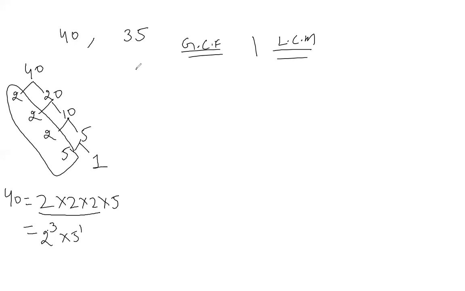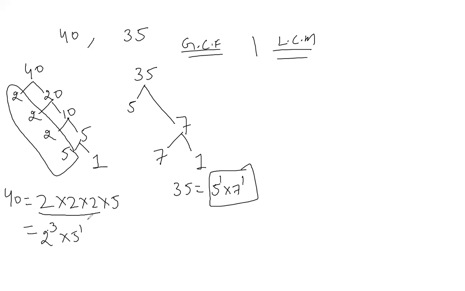And then you have 35. We make the factors of 35. We can't divide by 2. We can't divide by 3. We can't divide by 4. We have to divide that by 5. So that's 7. And then 7 divided by 7 is 1. So what are the factors of 35 we have? Just 5 to the power 1 times 7 to the power 1. All right. Okay. Put that into a box.